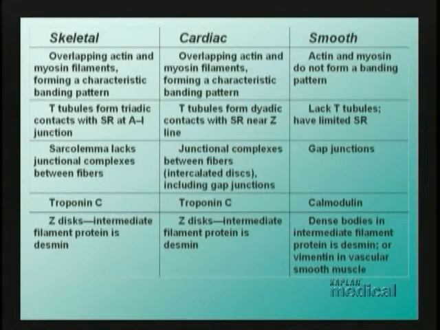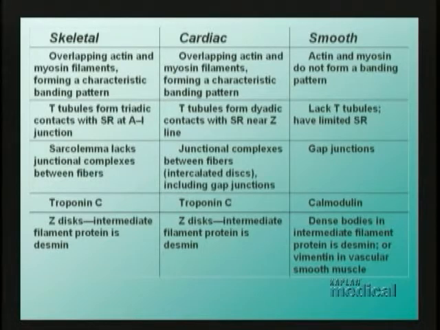Now, if we move on to look at the difference in the ultrastructure of skeletal versus cardiac versus smooth muscle, this is also illustrated on this chart. Notice we've already indicated that striated muscle, skeletal and cardiac, consists of a distinct overlapping banding pattern of actin and myosin filaments, whereas even though smooth muscle contains actin and myosin, it does not form a distinct banding pattern.